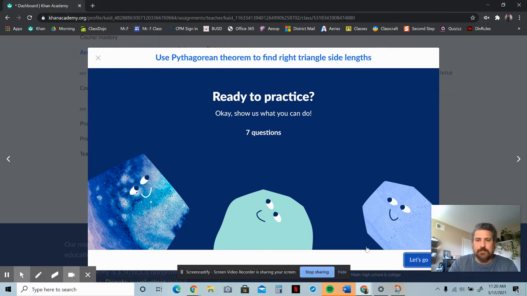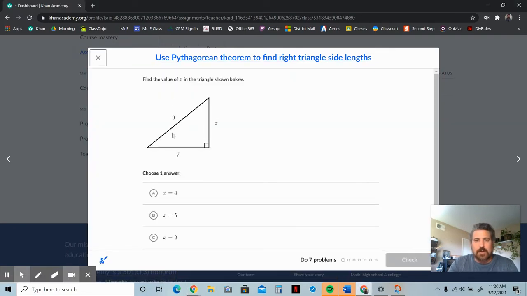Okay, let's go. So here's a right triangle. The rule for any right triangle is Pythagorean's theorem, which says that the two legs, the sides that form the right angle between them, squared and added together, always add up to the hypotenuse, the side opposite the right angle, squared. So basically in this situation, x squared plus 7 squared equals 9 squared.